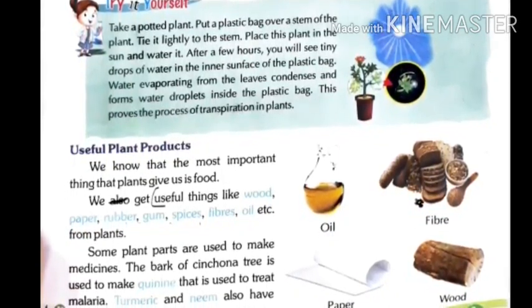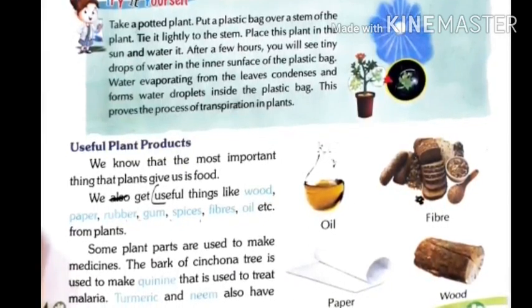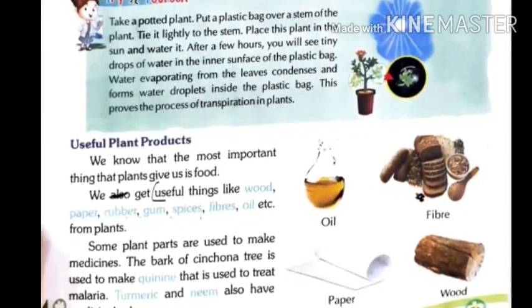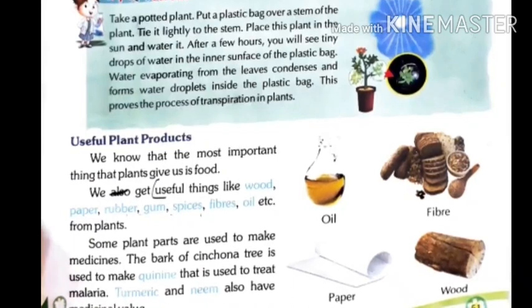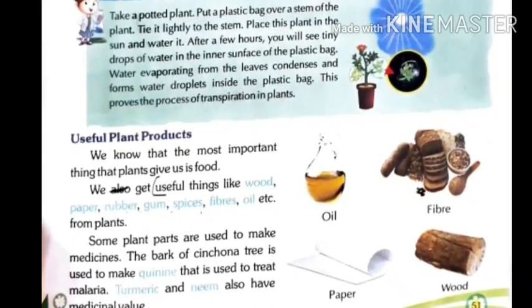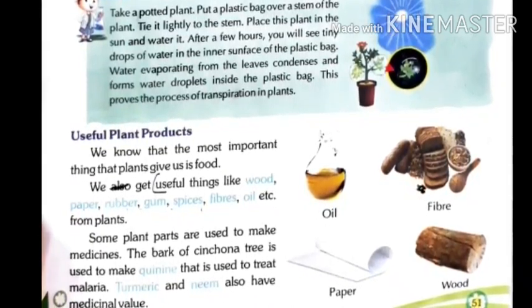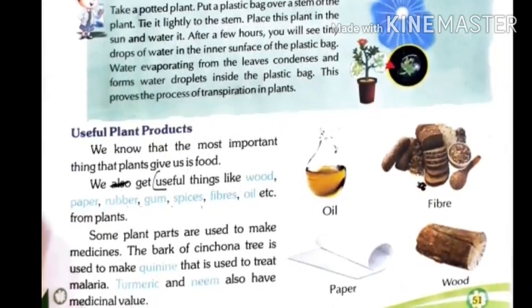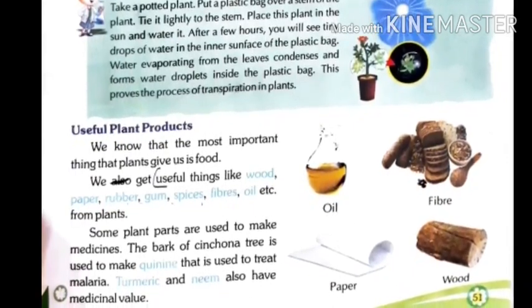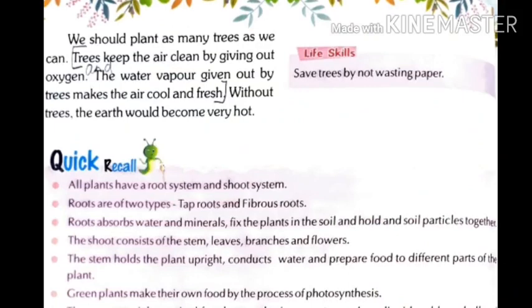Some plant parts are used to make medicines. The bark of the cinchona tree is used to make quinine, that is used to treat malaria. Malaria is a disease. Turmeric and neem also have medicinal value. Now see the next page.